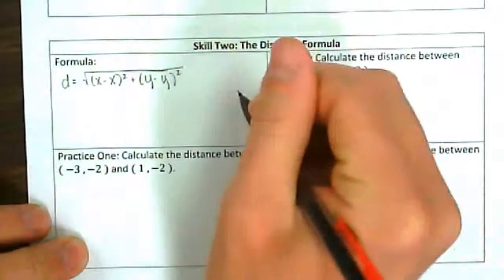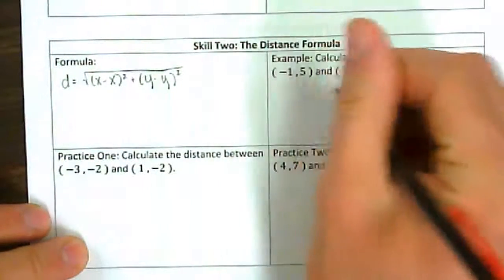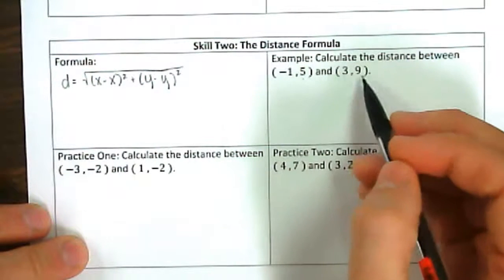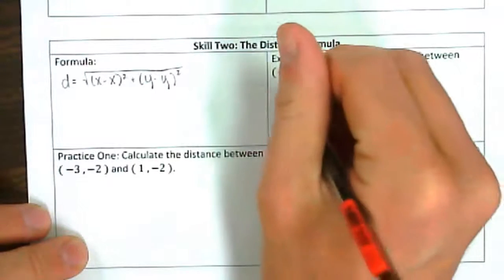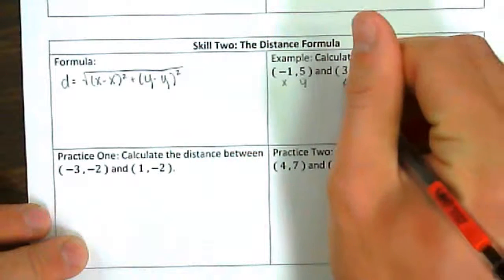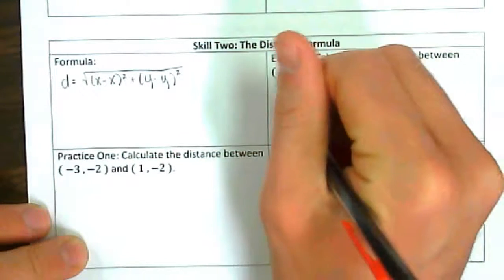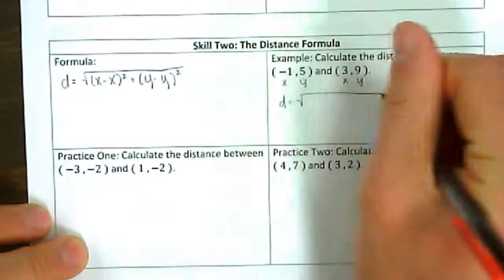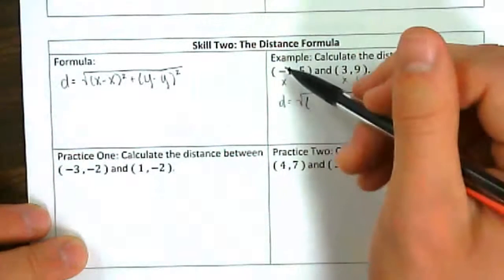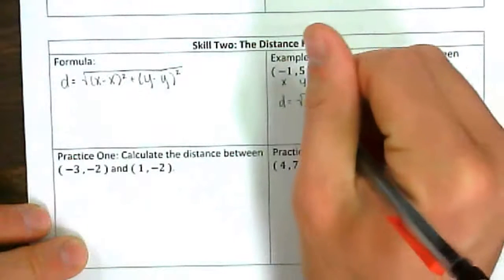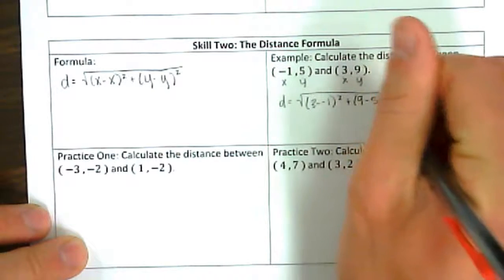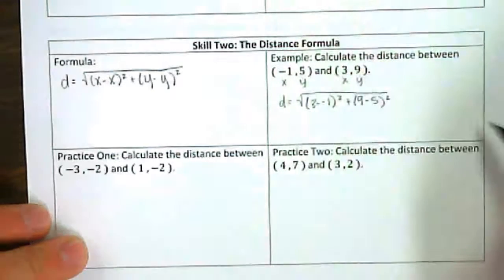So, for example, here we have: calculate the distance between the points (-1, 5) and (3, 9). Notice that -1 is the x, 5 is the y, 3 is the x, and 9 is the y. So we have distance equals the square root of, I'm going to pick the second x first, but it really doesn't matter if you picked the first one first, 3 minus -1 squared plus 9 minus 5 squared, because those are the y's, right?